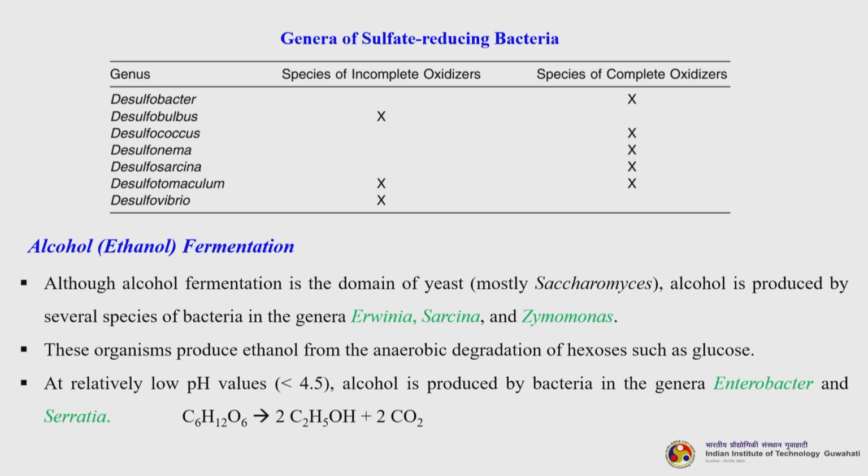So, the next fermentation type is the alcohol or ethanol fermentation. Though alcohol fermentation is the domain of yeast, so mostly the Saccharomyces, alcohol is also produced by several species of bacteria in the genera of Erwinia, Sarcina and Zymomonas. Now, these organisms produce ethanol from the anaerobic degradation of hexoses such as glucose. At relatively low pH value less than 4.5, alcohol is produced by the bacteria in the genera Enterobacter and Serratia. By this reaction, C6H12O6 is getting converted to 2 ethanol plus 2 carbon dioxide.